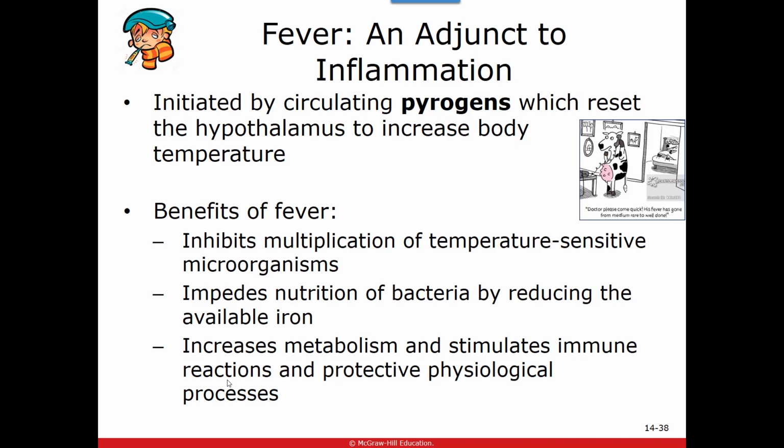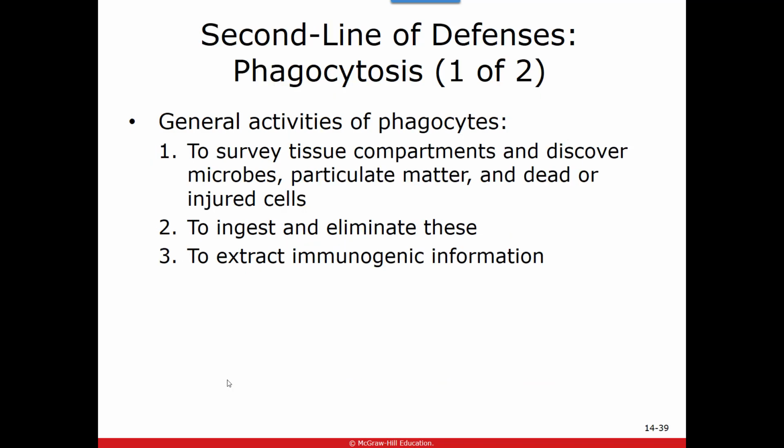Now, another big process, a part of our second line of defense, is phagocytosis. It's cell eating. It's trying to get rid of that foreign object. And so phagocytes, which means cells that eat, their job is to constantly be looking for any foreign invader and ingest them, get rid of them, and then for some of them to try to get some immunological information, some memory if they can, so that they remember how to handle them the next time.